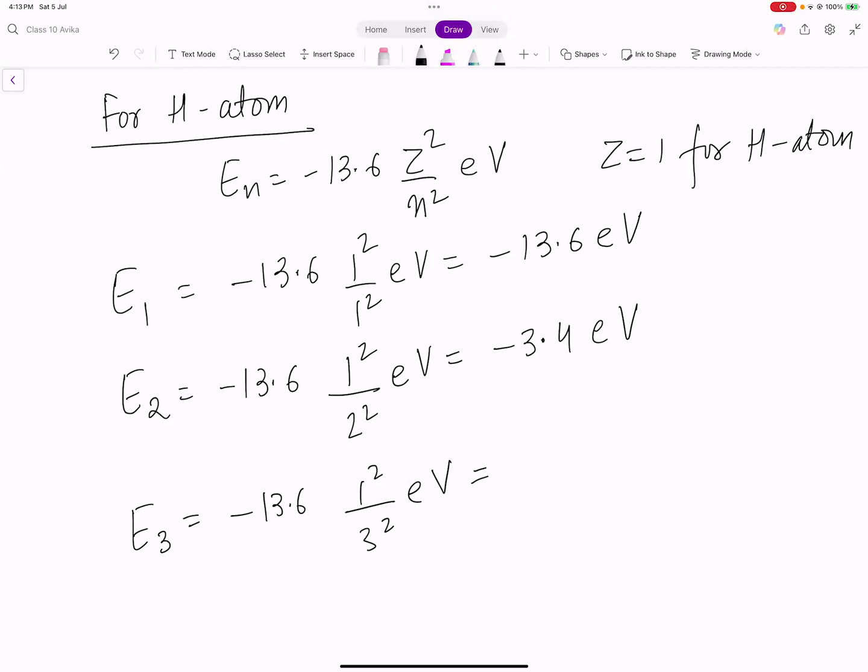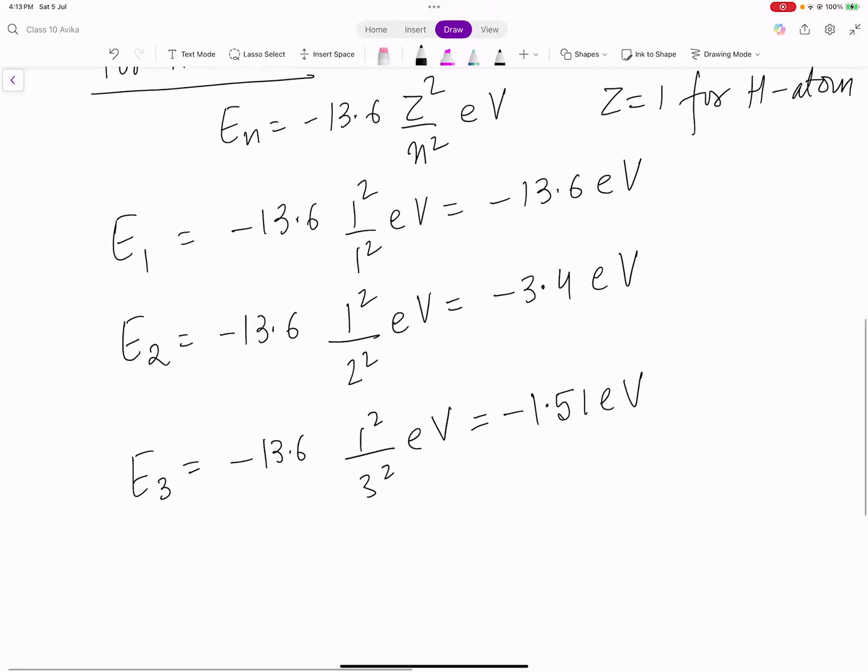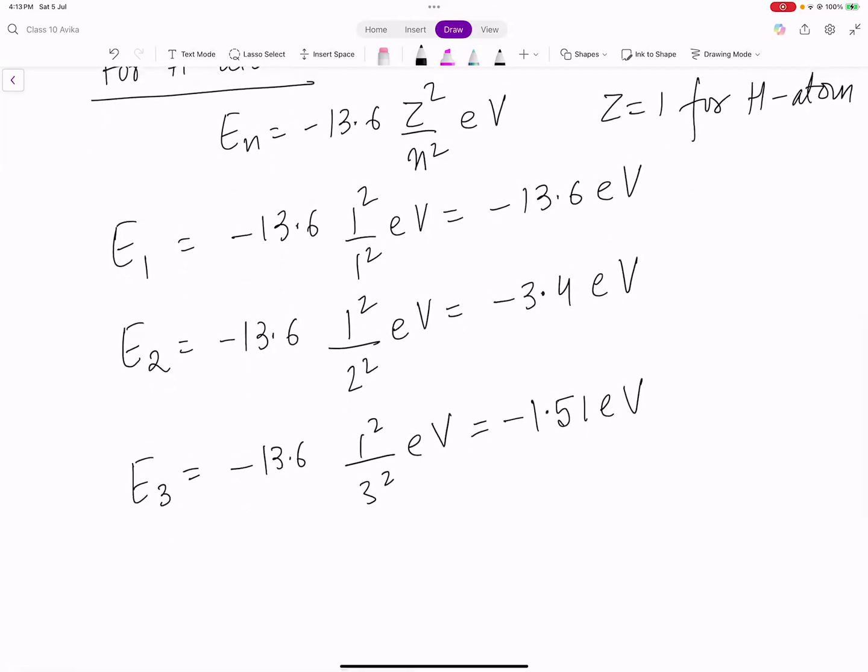13.6 divided by 9 is 1.51. So minus 1.51 electron volt. See how fast it is dropping, right? And as just a formal calculation, I'll calculate E4: minus 13.6, 1 square by 4 square eV.